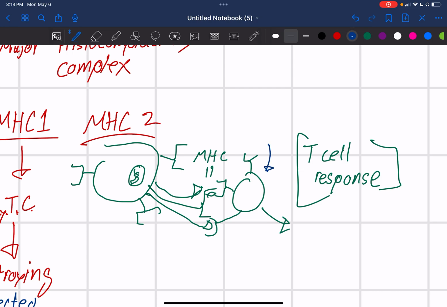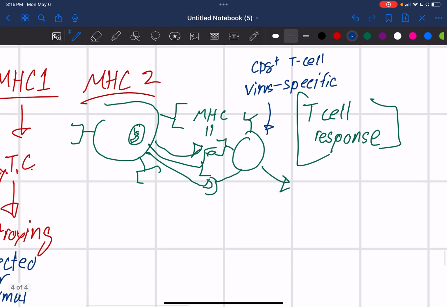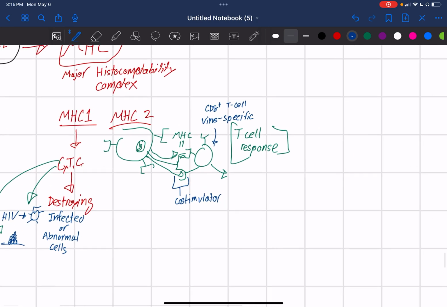And let me draw this for you guys right here. So this CD8 T cell is virus specific. And it's a CD8 T cell. And then over here, this is a co-stimulator. All right, so that's that.